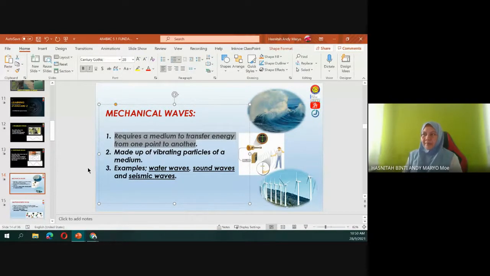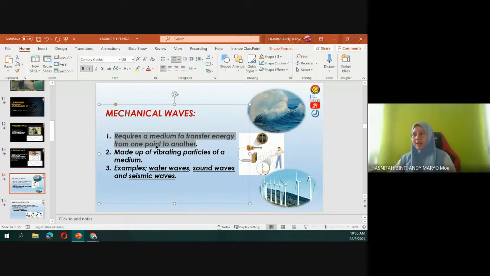Okay, require a medium to transfer energy from one point to another. If they ask you what is meant by mechanical wave, so it is a wave which requires or needs a medium to transfer energy from one point to another. And these are the examples of mechanical wave. Water wave, okay, the medium is water. Sound wave, the medium is air. Okay, seismic wave is the wave that is produced underground, so the medium is the earth.